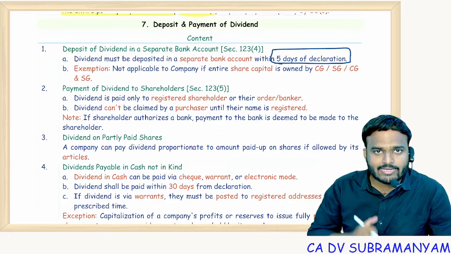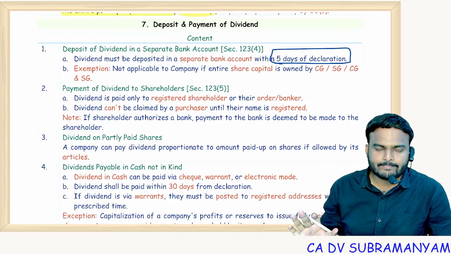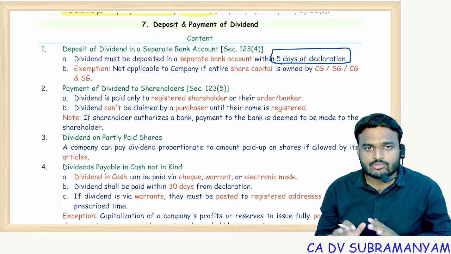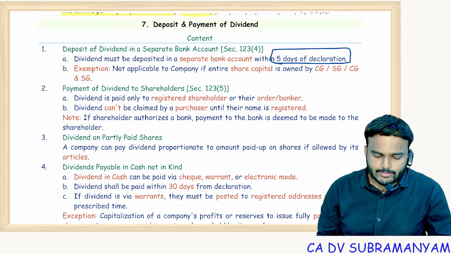That is also our bank account only, but we name it as dividend account, dividend payable account. That's it. It's like an escrow account. Deposit will be within our hands. Withdrawal, shareholders will take care of it.